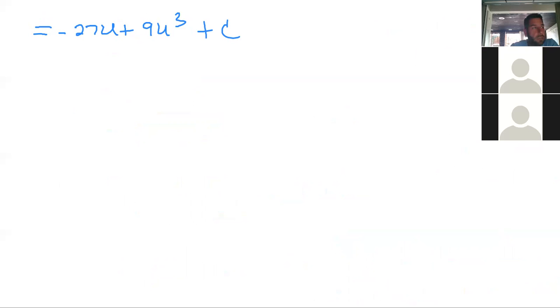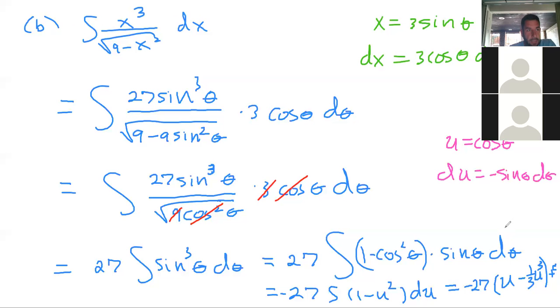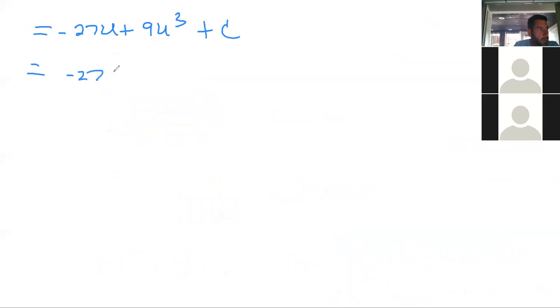Okay, but we're not done still because this is in u, and we don't want to be in u's. We need to go all the way back to x. So the first thing we have to do is get from u back to theta. Since u is cosine, this becomes negative 27 cosine theta plus 9 cosine cubed theta plus c. And then we have to get all the way back to x.